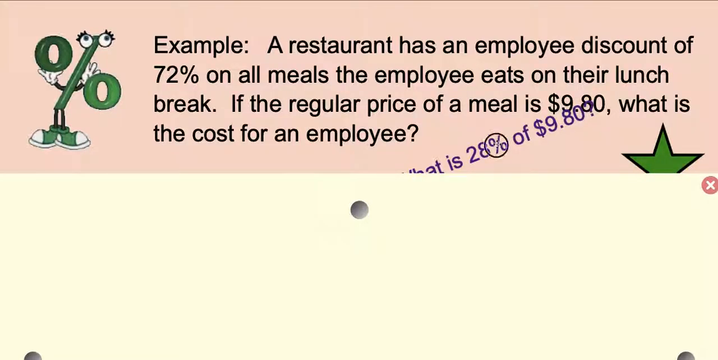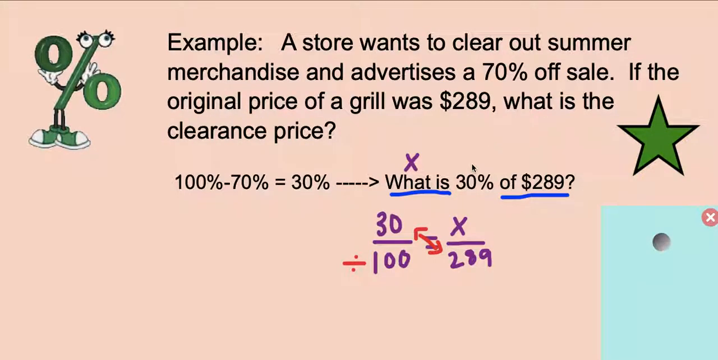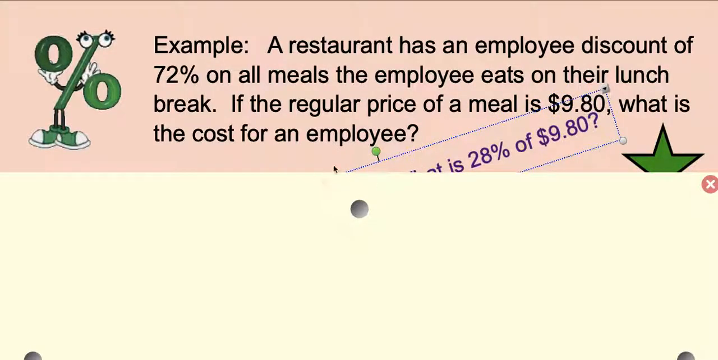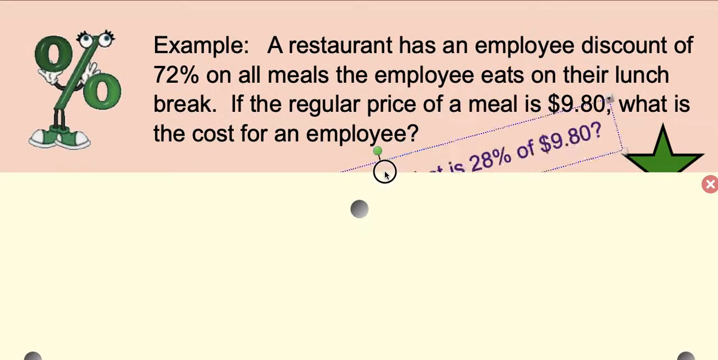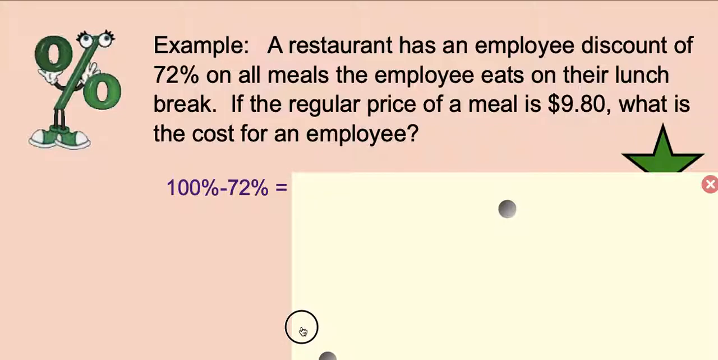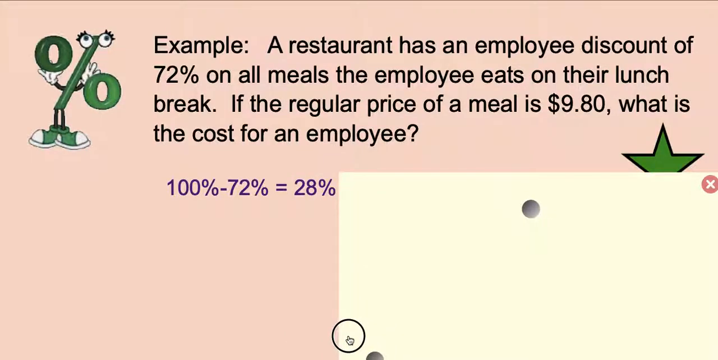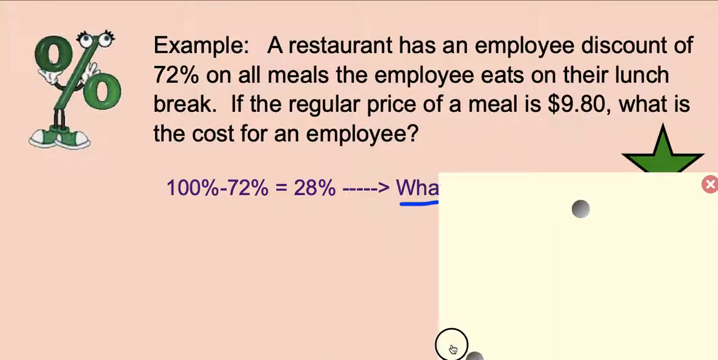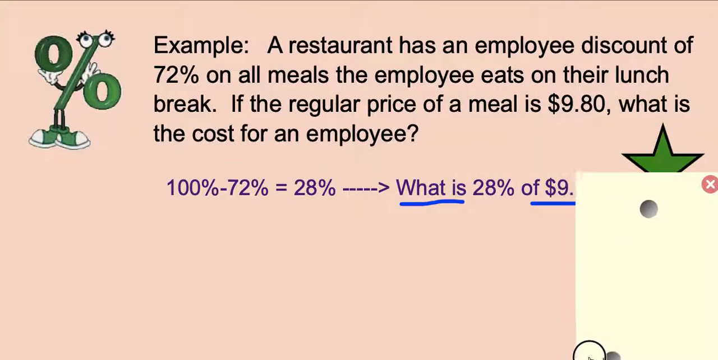Okay, looks like that got turned a little bit. So if I look at what my percent is, I have 100% minus 72%. So I'm paying 28% for my meal. I'm getting 72% off of the meal. That's what I'm not paying. So I am paying 28%. So what's my question? What is 28% of $9.80?